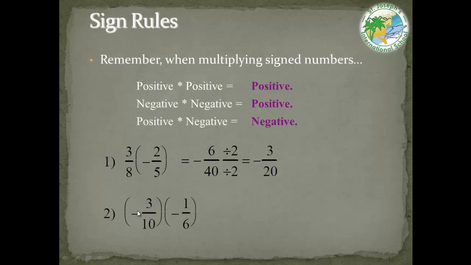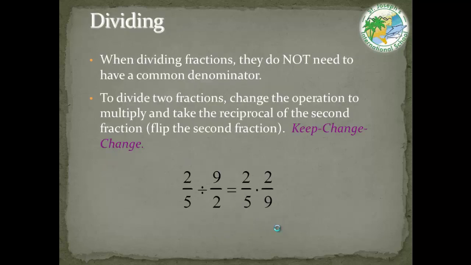Another example: negative 3 over 10 times negative 1 over 6. Negative times negative equals positive. 3 times 1 equals 3, and 10 times 6 equals 60. We don't write the positive sign, as you like. So 3 over 60. Divide by 3: 3 divided by 3 equals 1, and 60 divided by 3 equals 20. Equals 1 over 20. Okay.